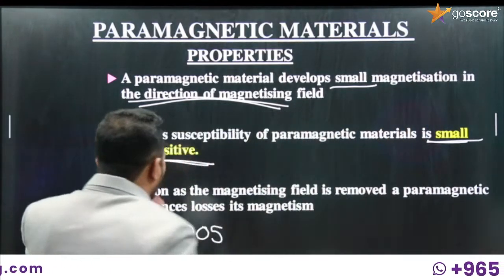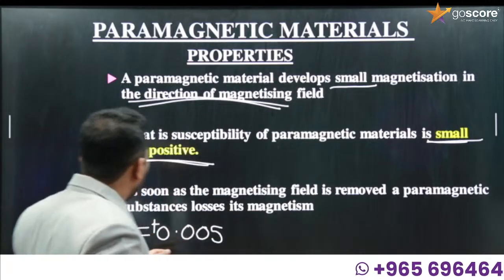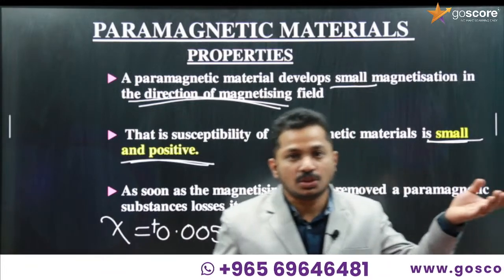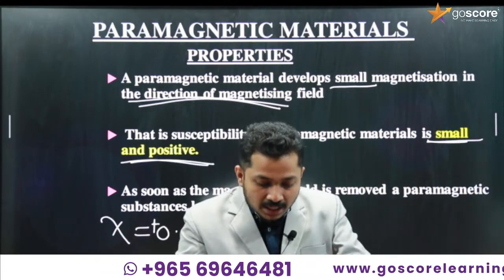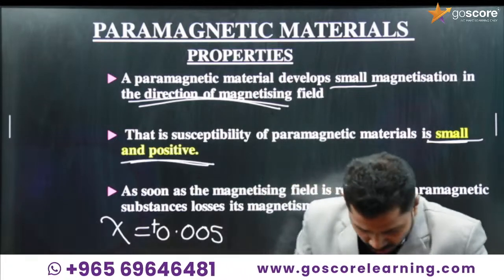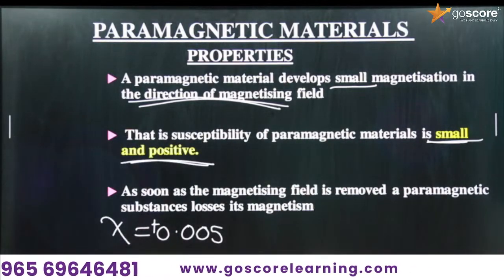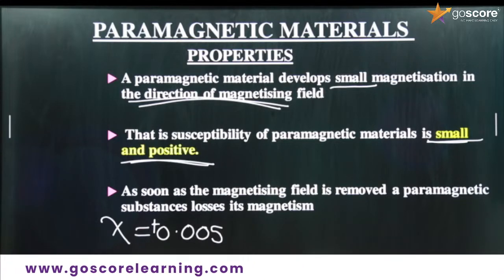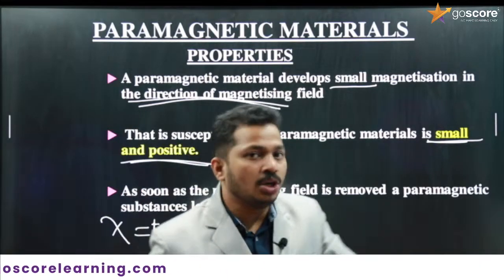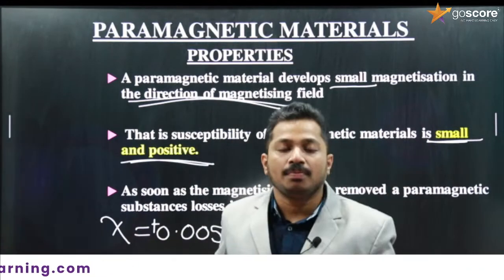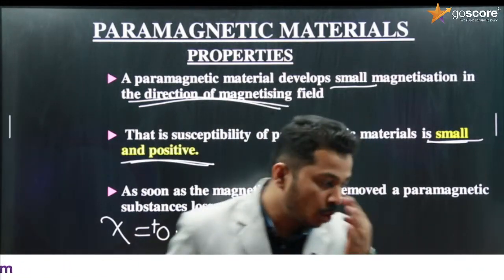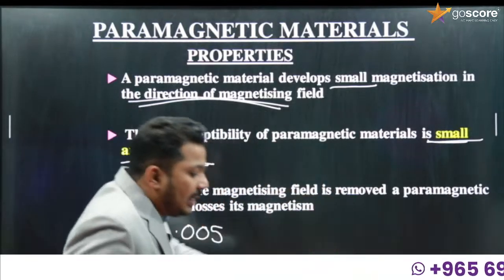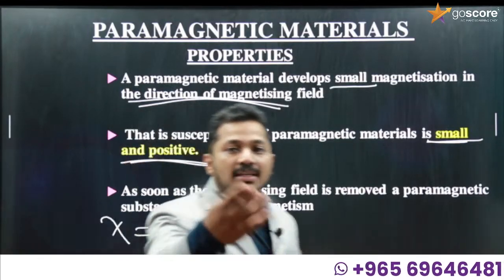Okay, so as soon as the magnetizing field is removed, a paramagnetic substance loses its magnetization. The same is true for a diamagnetic substance. A diamagnetic substance loses its magnetic property when we remove the external magnetic field. So here also, for paramagnetic material, when we remove the external magnetic field, the paramagnetic material will lose its magnetic properties.